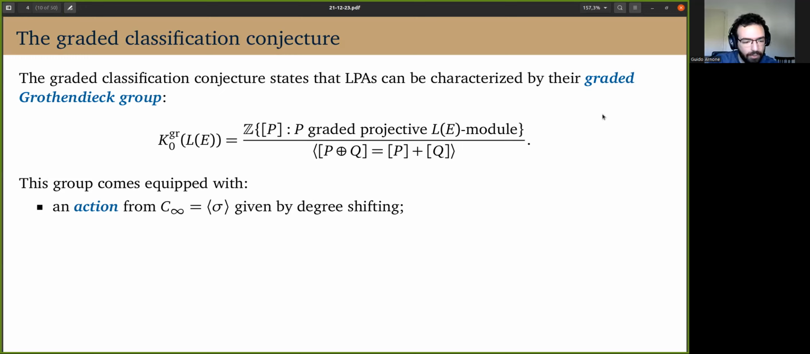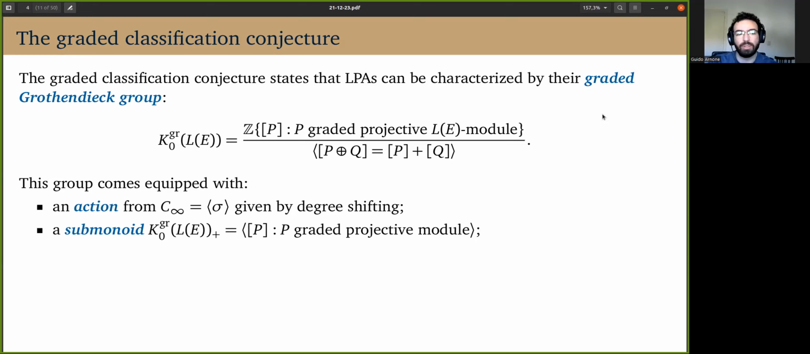And another one is it has a distinguished submonoid. So in this group, we can take classes of projective modules. We can both sum them and subtract them. One thing we can consider within it is taking classes of projective modules, but only summing them, so only considering the submonoid generated by that. And further, a very distinguished element there is the class of L_E itself. Since it is a free module over itself, it is projective, and it lies not only in the graded Grothendieck group, but in this submonoid, which is sometimes called the positive cone of the graded Grothendieck group.